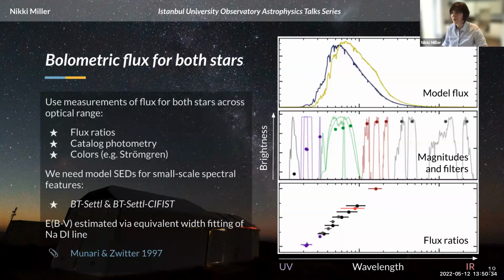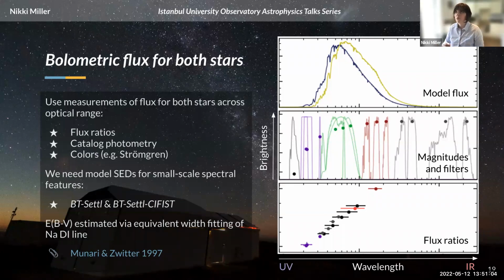So the bolometric flux, I think, is actually the trickier part of the method. We need to include the photometry, so as much photometric data as we can get on the system. Photometry through an eclipse gets us the light ratios. Catalog photometry throughout UV, visible, infrared, as much as we can. Colors as well help us pin down the shape of the flux distribution.